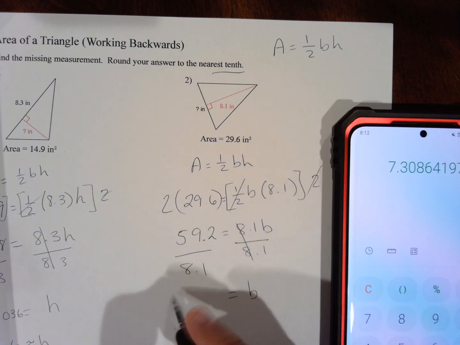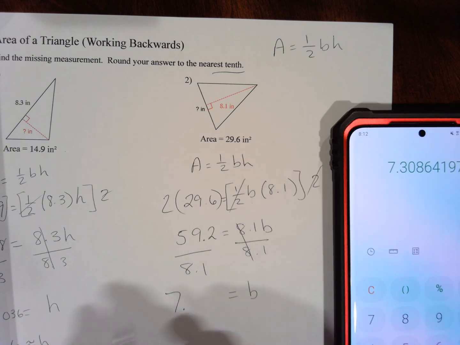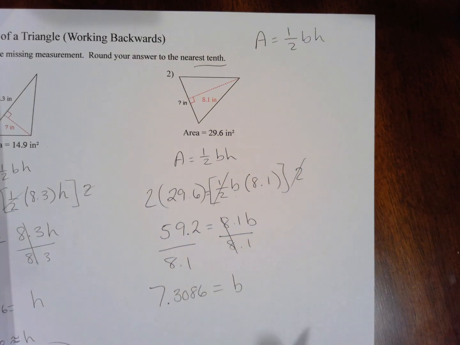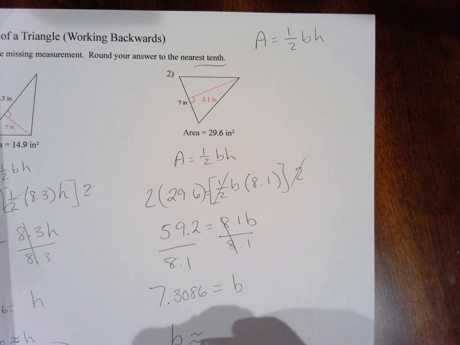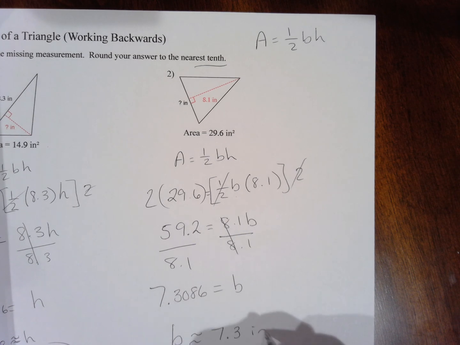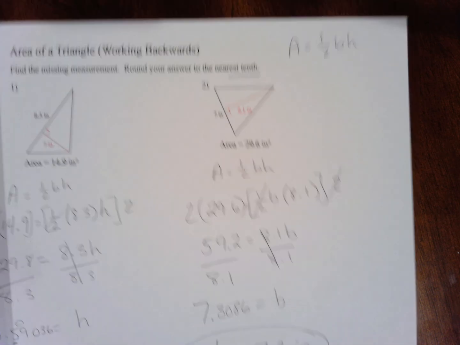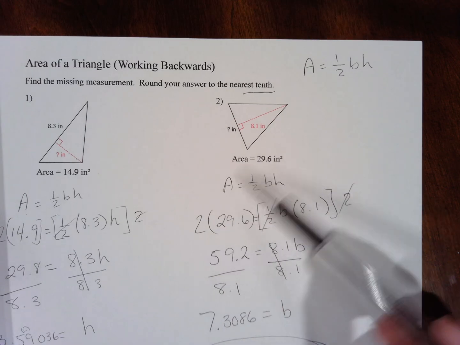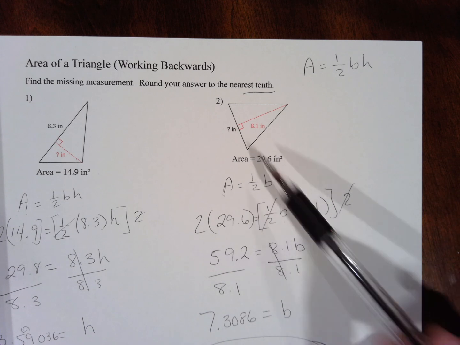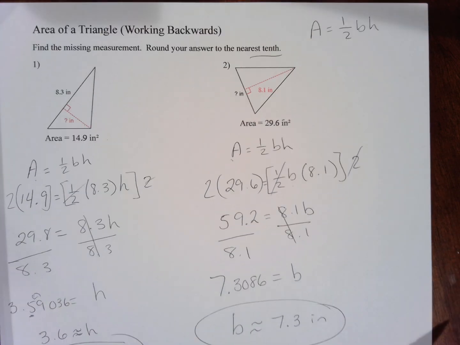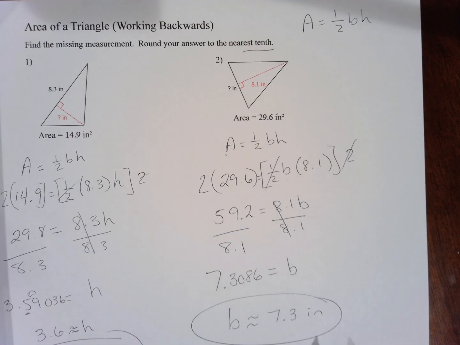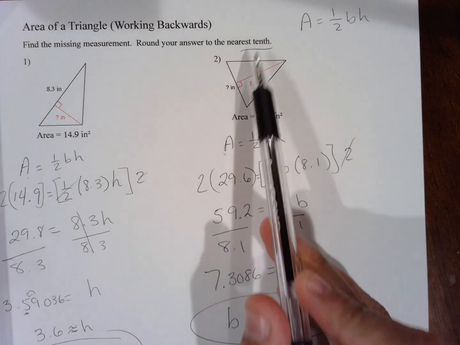I can write that down here. 7.3086. And again, I need to round to the nearest tenth. So I'll say that b is approximately, the 0 doesn't bump up the 3, so 7.3 inches. And that's it. So again, just as a reminder, it's really important to understand that we're plugging in the area and then either the base or the height, and then just working backwards from there. And then if we don't get nice numbers that are rational, we just need to round.